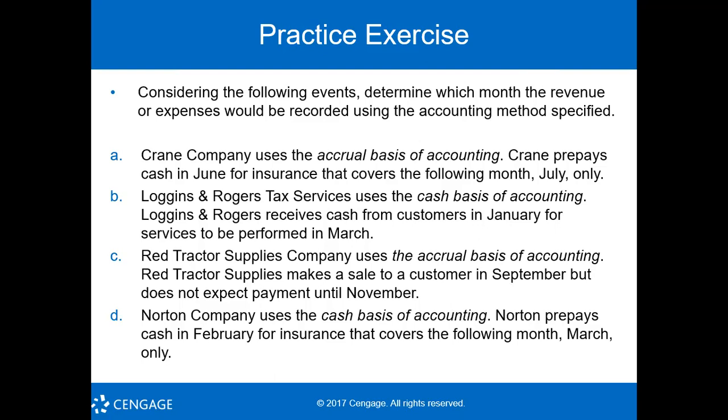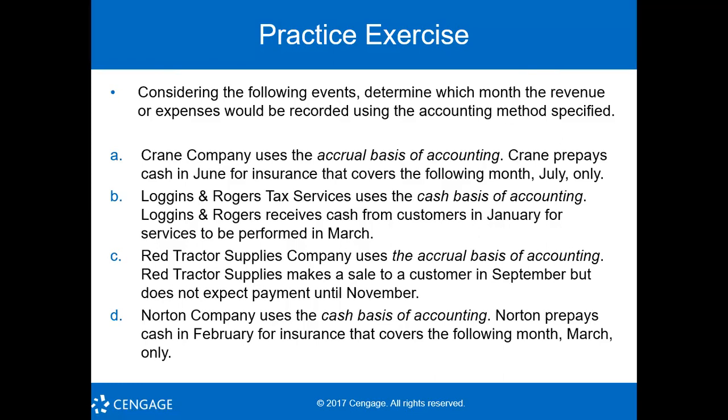So when we record this, what we would do in June is we would debit prepaid insurance, credit cash, right? That's how we'd record it in June. And then come July, once we are covered by that insurance, the month of July, we would debit the insurance expense, credit prepaid insurance. Okay, letter B, Loggins and Rogers Tax Services uses the cash basis of accounting.